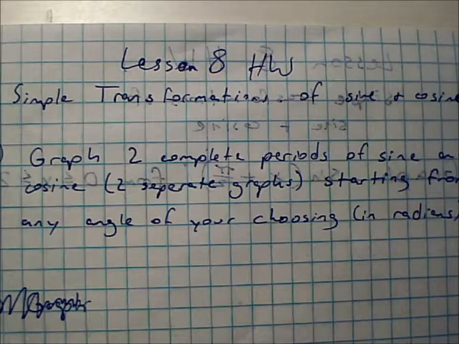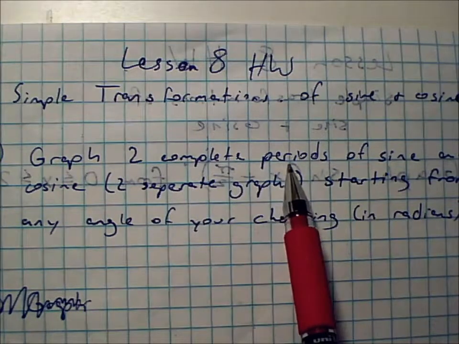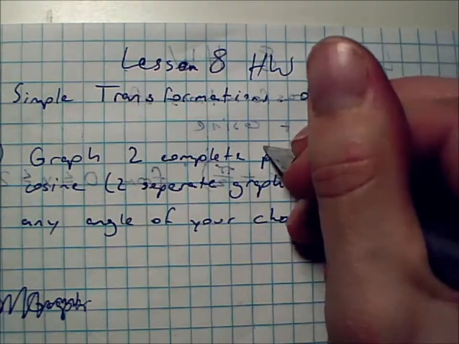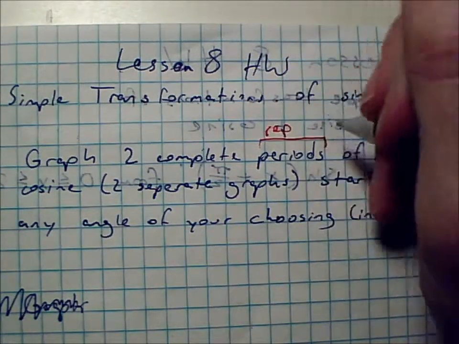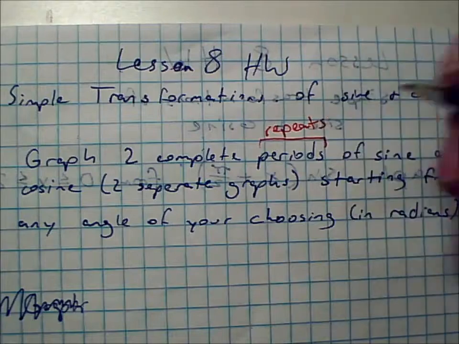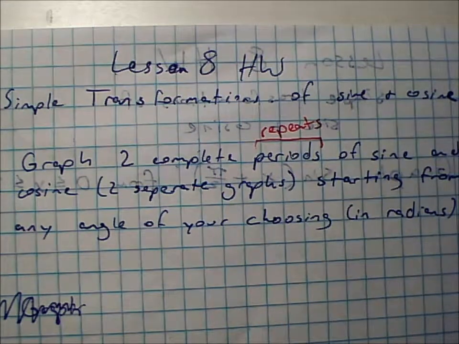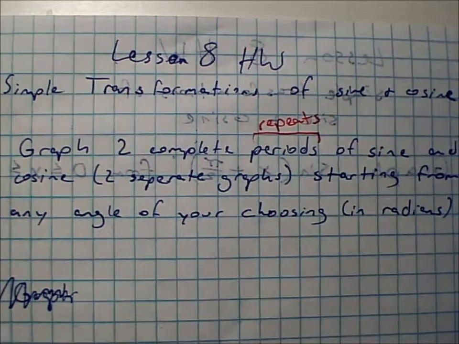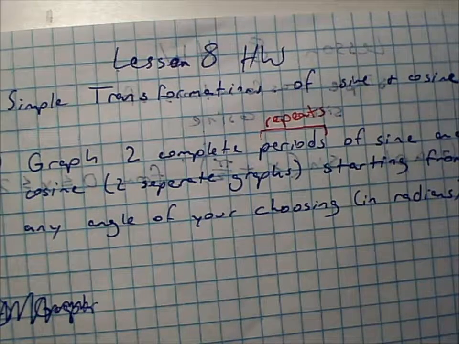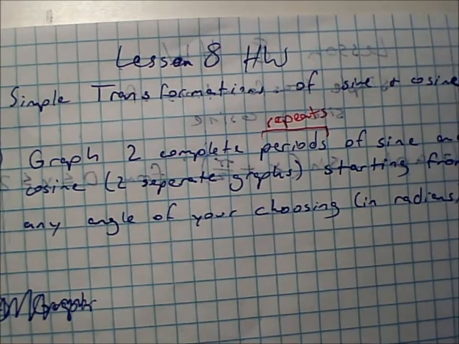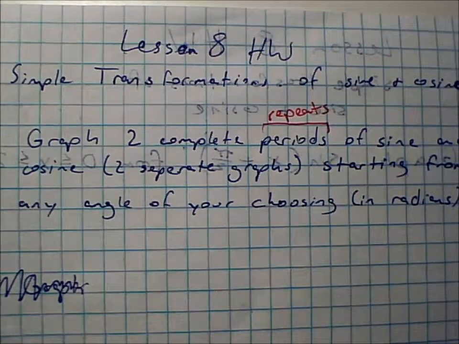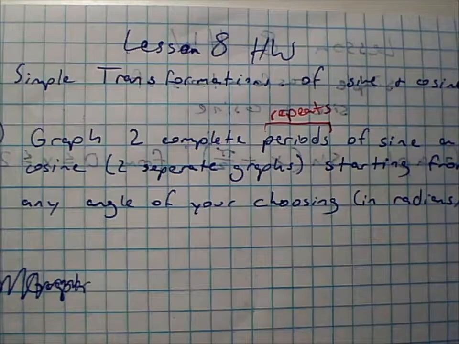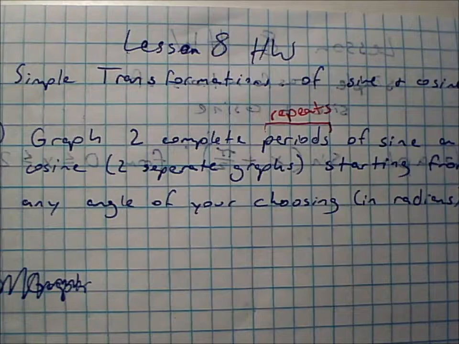So, what I want you to do here is graph two complete periods. So when you see the word periods, you're going to think repeats. So two complete repetitions of sine and cosine. We'll do this on two separate graphs, and it says starting from any angle of your choosing. So you can start from wherever you want. Just draw it out until it repeats completely twice.